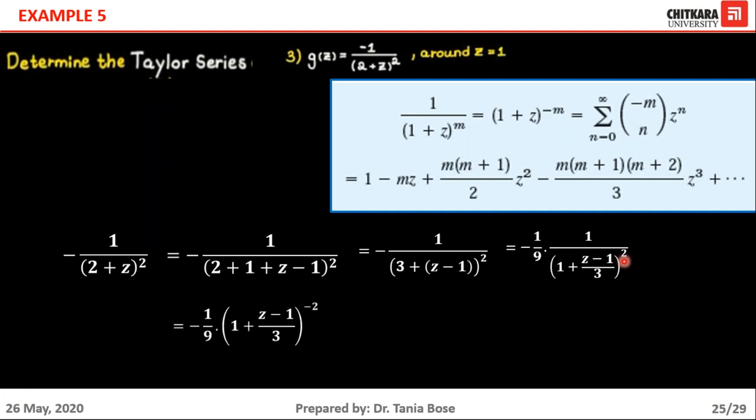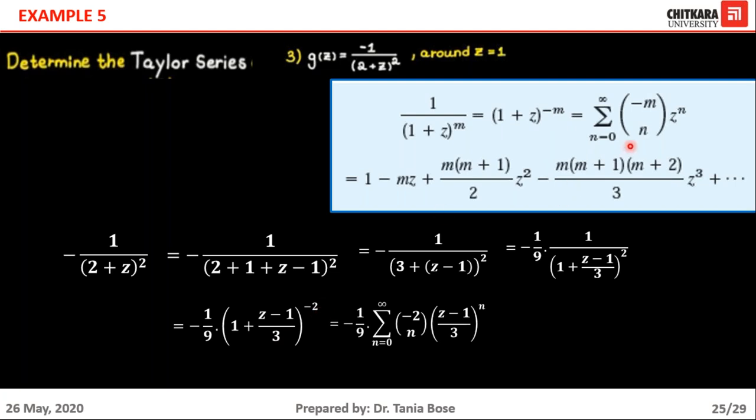Let's take this term in the numerator. So we will get 9, 1 plus z minus 1 by 3 whole raised to power minus 2. So this term goes to the numerator. It becomes minus 2 power. So now can you compare this term with this term? So here it was z. Now we have z minus 1 by 3. And what is the value of m? M is equal to 2.